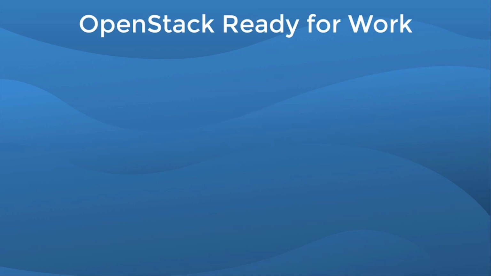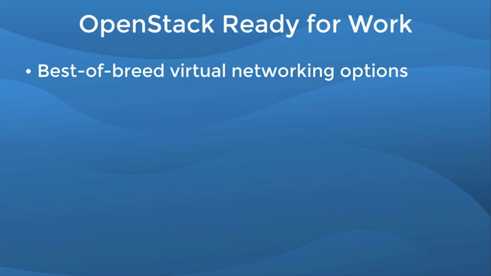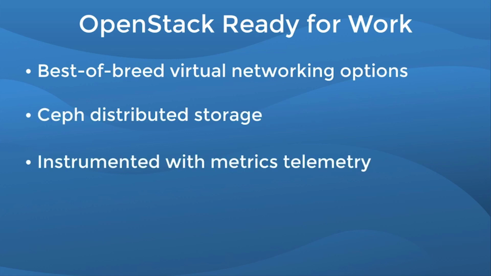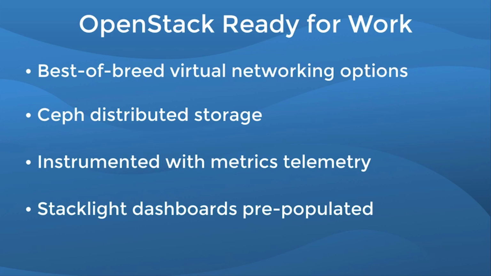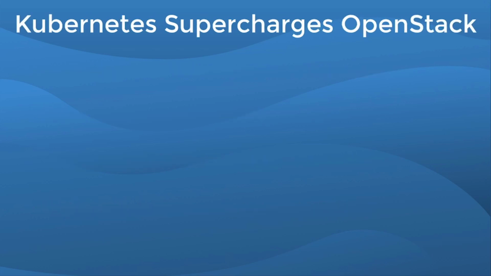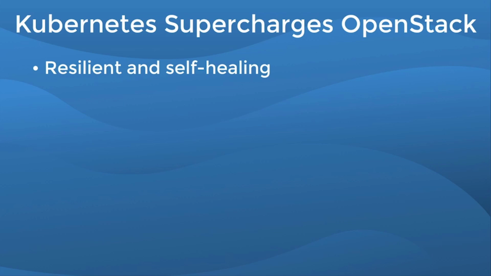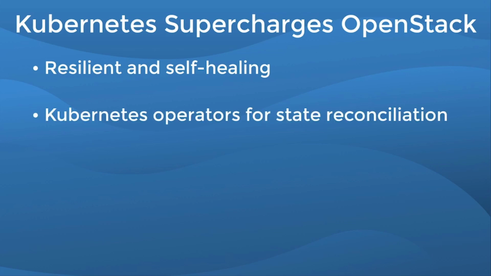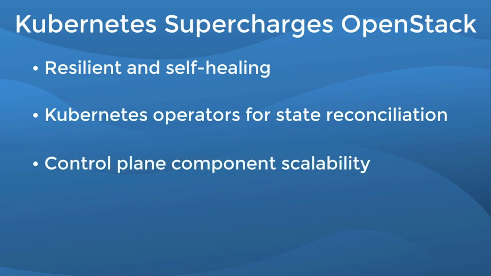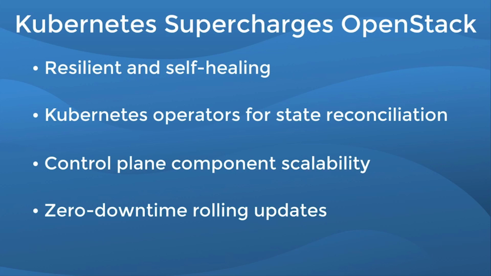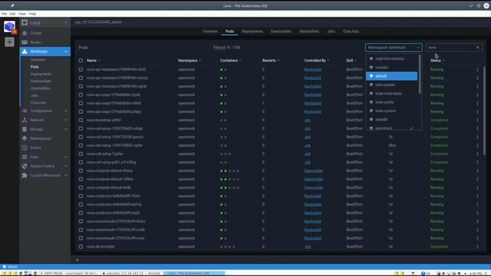Mirantis Container Cloud delivers containerized Mirantis OpenStack ready for work, complete with best-of-breed software-defined networking options, Ceph distributed storage, and telemetry already installed for monitoring with StackLight. As a cloud-native application, Kubernetes helps make Mirantis OpenStack resilient and self-healing, its state continually reconciled by Kubernetes operators. MOS Containerized Control Plane can scale horizontally to meet dynamic demands. New OpenStack component releases and continuous improvements from Mirantis can be applied non-disruptively using Kubernetes native rolling updates.